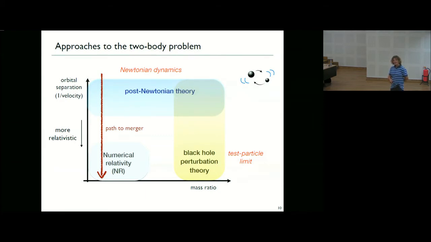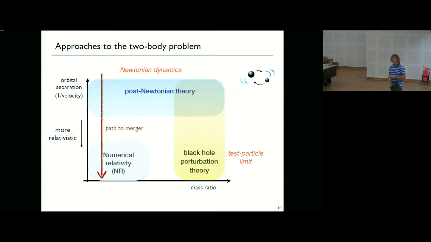So another approach that we can take is to start from the test particle limit, because there we know it's a small particle orbiting around a black hole, and we know all the relativistic effects in that problem. So we can again perform a perturbative expansion, this time in the perturbation parameter being the mass ratio, and push it to more comparable masses. But again, that breaks down at some range.